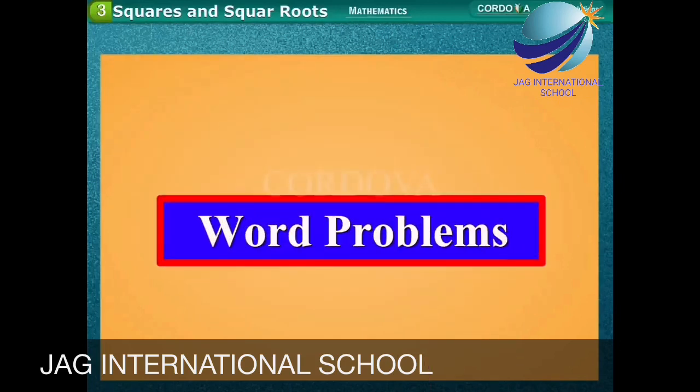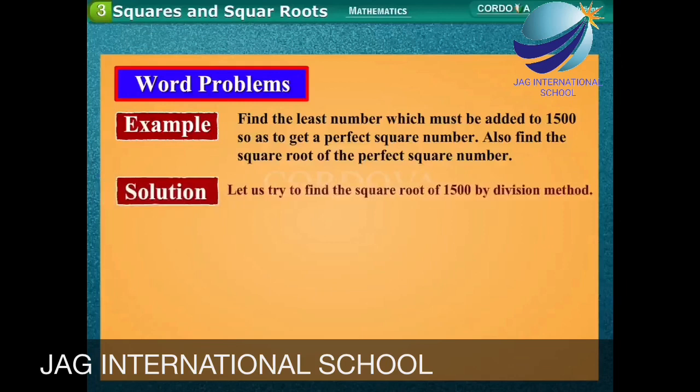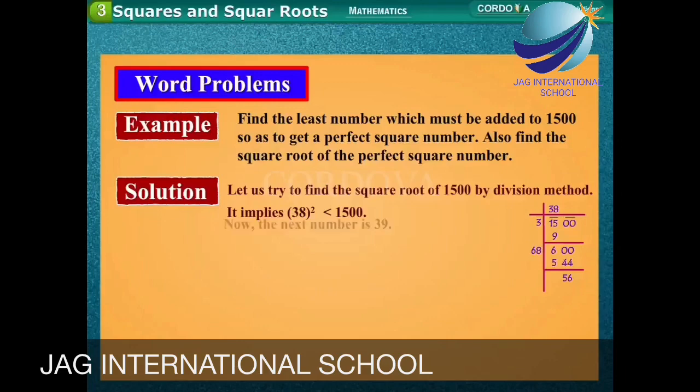Word problems. Find the least number which must be added to 1500 so as to get a perfect square number. Also, find the square root of the perfect square number. Solution: let us try to find the square root of 1500 by division method. It implies 38 squared is less than 1500. Now, the next number is 39.